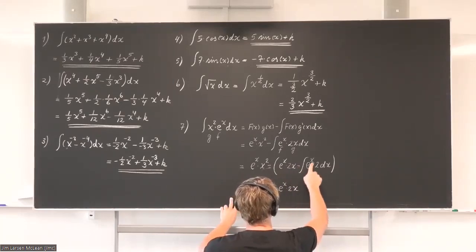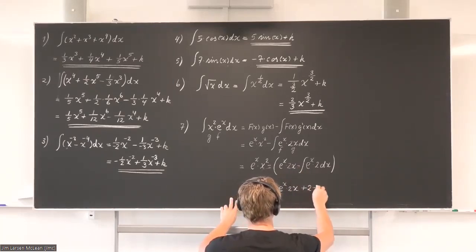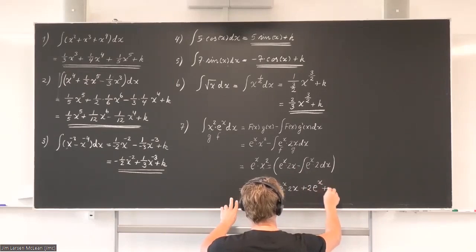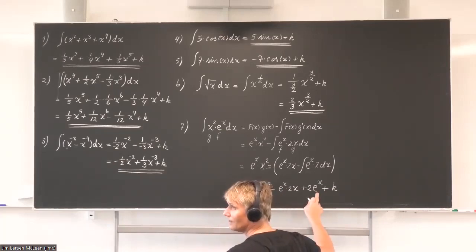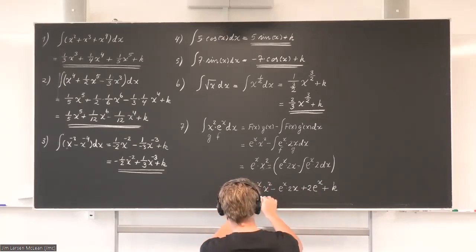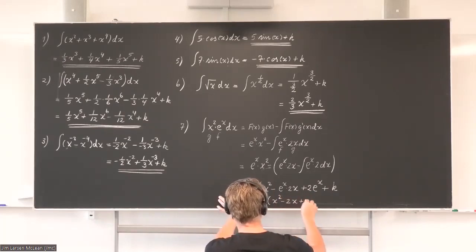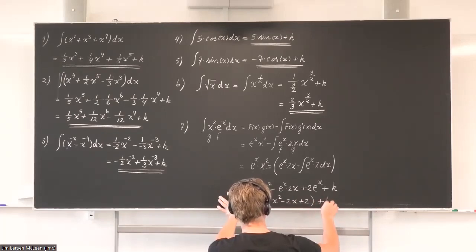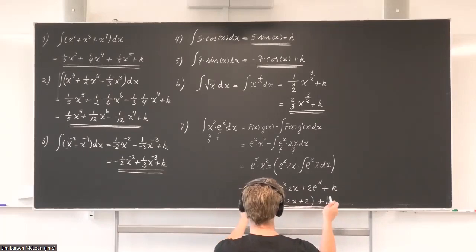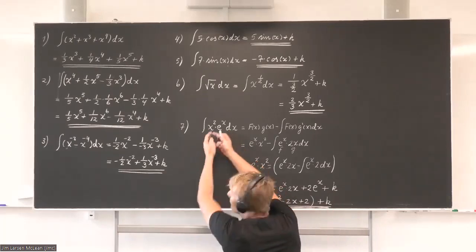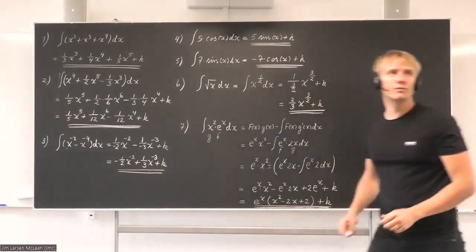And the antiderivative of 2e to the x is 2e to the x. And then plus the famous constant. And now you can see that e to the x appears here, here, and here. It's a common factor, so I'll place it outside the parentheses and get x squared minus 2x plus 2, end parentheses, plus k. And that's our final result here. Here are all the antiderivatives of the integrand. And that was exercise 7.